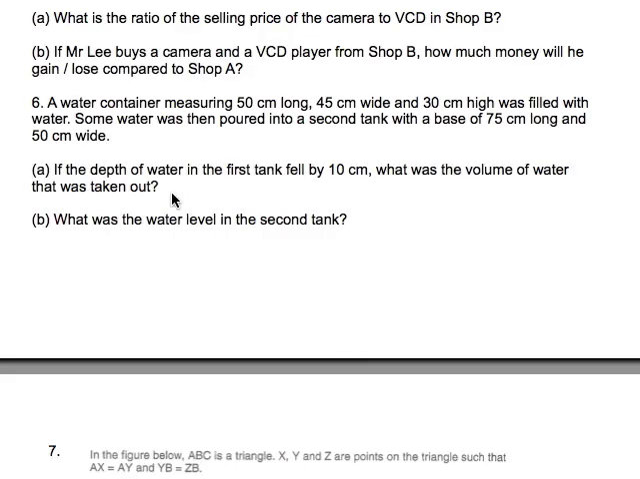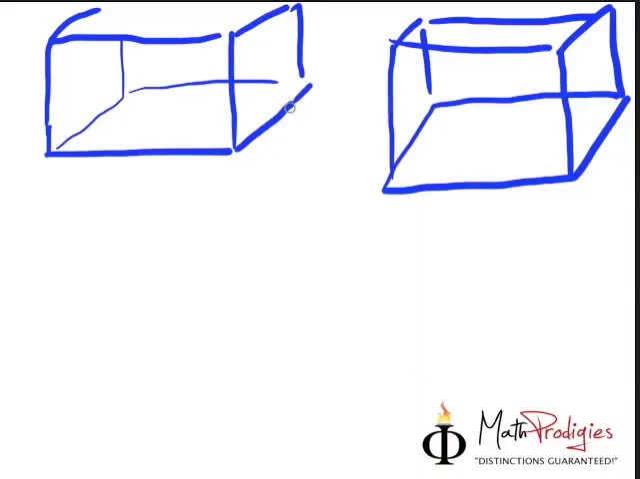It says that if the depth of the water in the first tank fell by 10 cm, what was the volume of water that was taken out? We don't know what the volume was initially, but we do know that it dropped by 10 cm. If let's say there was something like that originally, that means it dropped by 10 cm. Can we find out the volume of water?